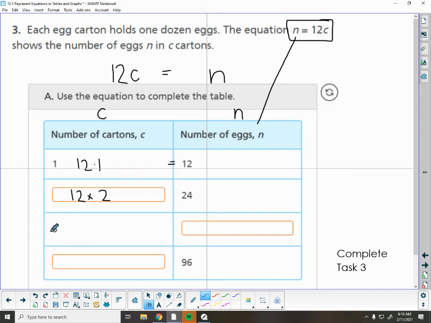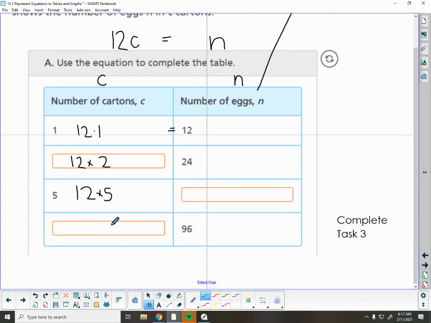Now they chose to buy 5 cartons. So they did 12 times 5 here. They just put 5, but we know this is really 12 times 5 for our equation. How many eggs is that? Now this one here, I can see we're working backwards. I have 12 and I don't know how many cartons, but it equals 96.